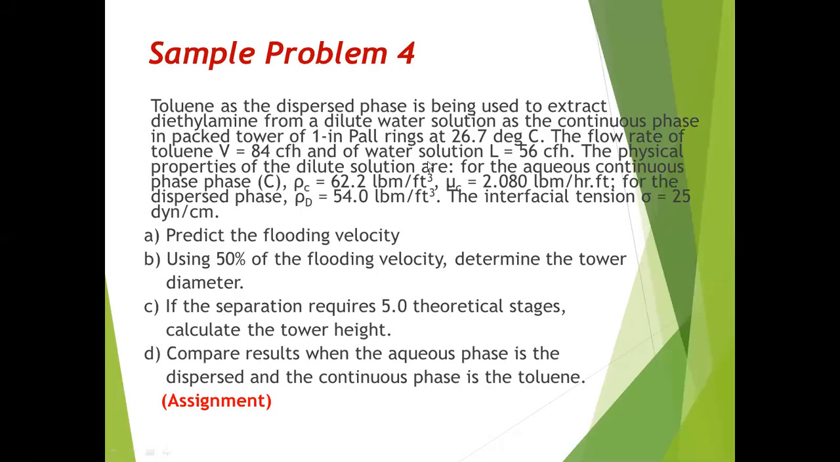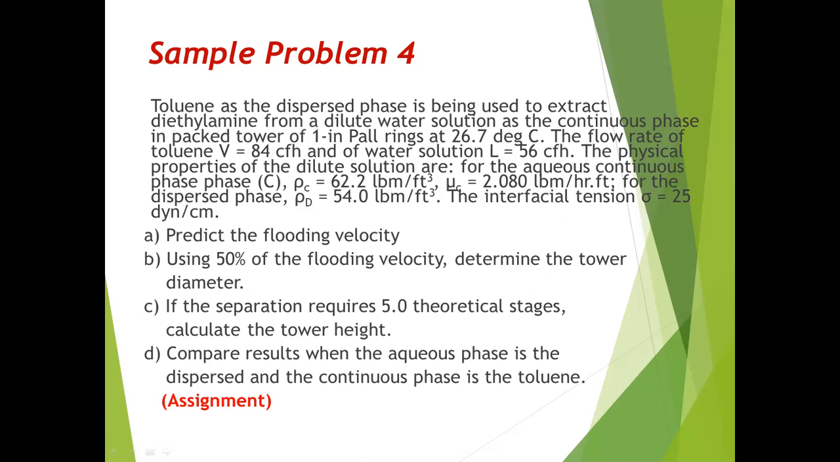Okay, for this afternoon class, I'll be discussing a sample problem on the topic of designing your extraction column based on the flooding velocity. In this problem, you're given toluene as the dispersed phase. Toluene being the dispersed phase means that it is your solvent, and it is being used to extract diethylamine from a dilute water solution. So the solute is diethylamine, and the carrier solvent is water. Now your feed, which contains diethylamine in water, is the continuous phase.